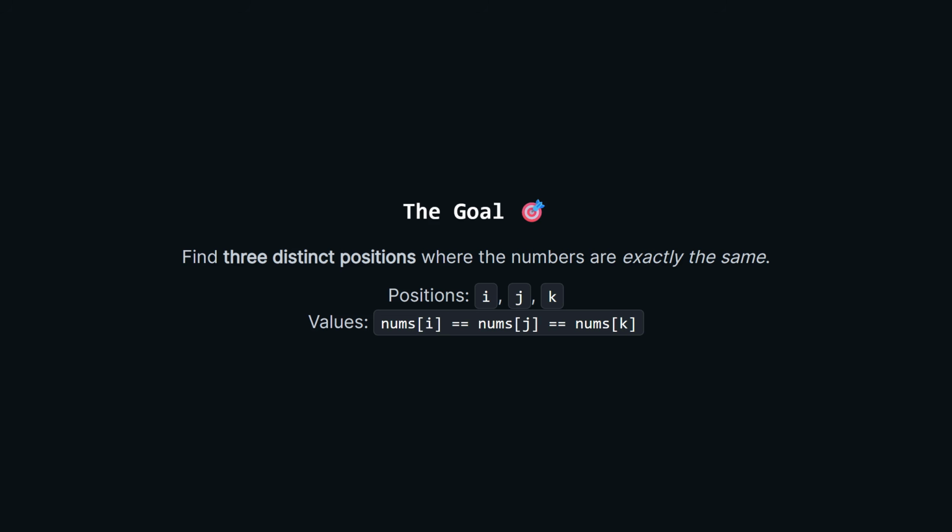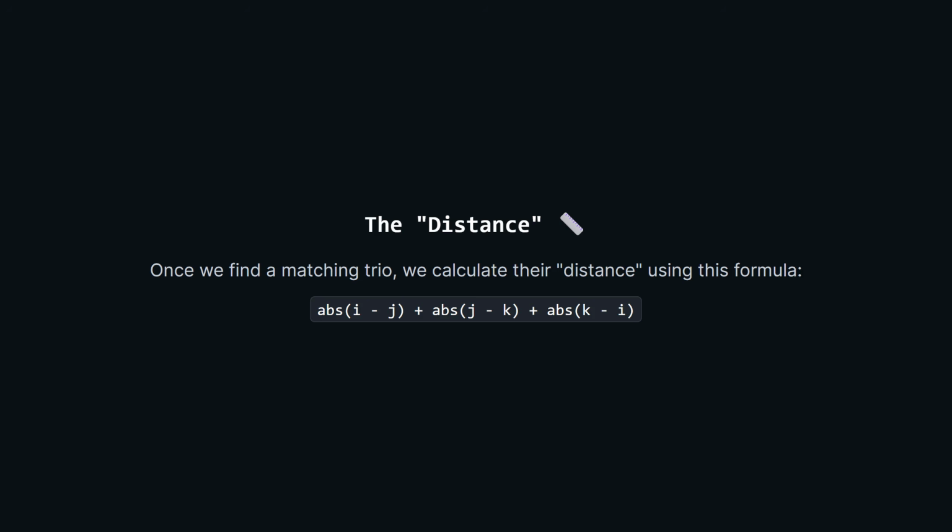Our main goal is to pick out 3 different spots in this list, where the numbers living in those spots are exactly identical. Once we find a matching set of 3, we have to calculate what the problem calls their distance. The formula adds up the absolute differences between all their positions.